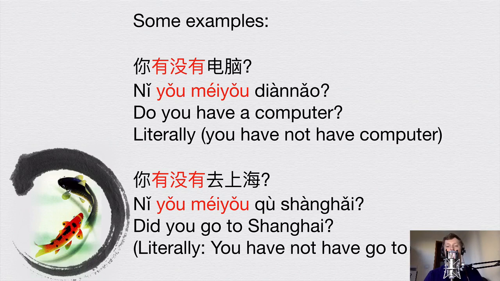So the second example, 你有没有去上海? 你, you, 有 have, 没有 not have, 去 go, 上海 Shanghai. You have, not have, go to Shanghai means did you go to Shanghai? And you'll notice that this is the second usage of the phrase 没有, meaning that you haven't done something in the past, something has not happened, rather than you don't have something, you don't possess something. Okay, so these are the two different ways that you would use 有没有 normally.